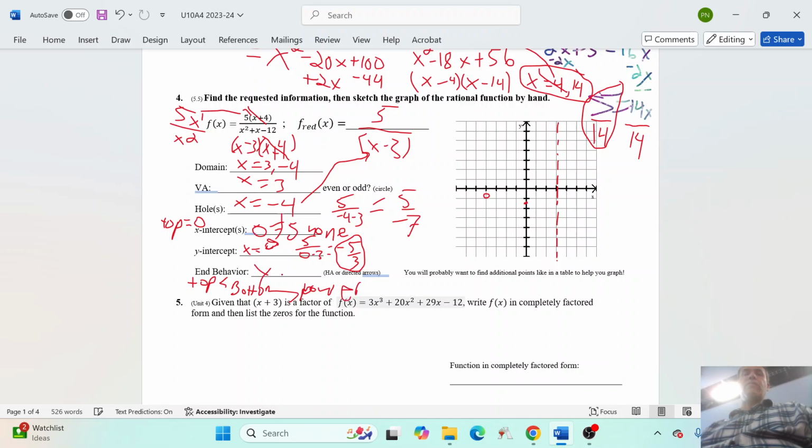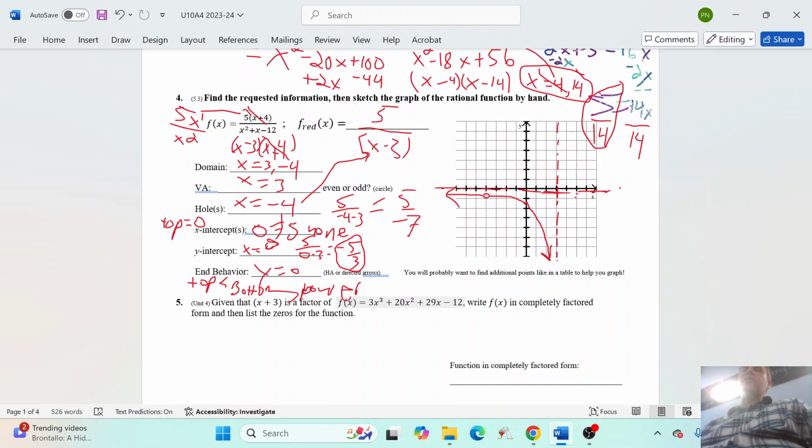So y equals 0. There you go. So now we've got all the parts of this. Go along the x-axis there. Sorry, it's a mess. Okay, so you're going to go along, jump over that hole, go through the y-intercept, along the asymptote.